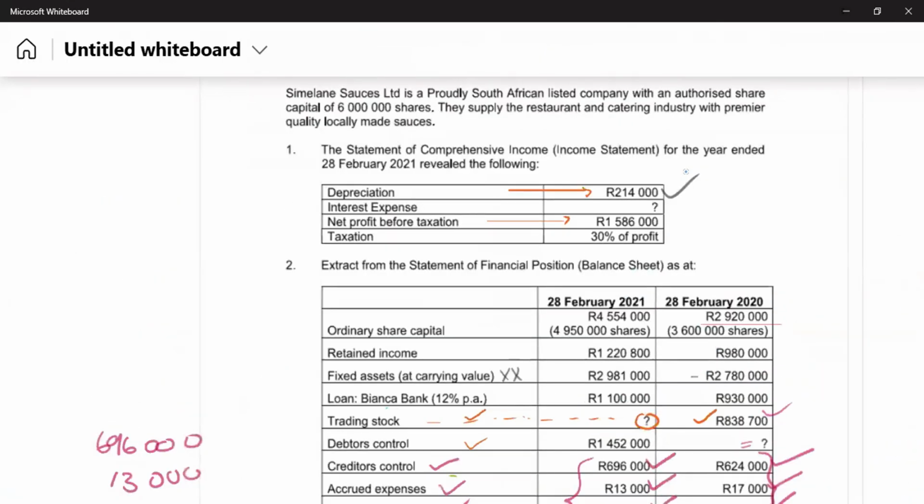Okay, I've been given my net profit before tax, and I'm told that taxation is 30% of the profit. So I'm just simply going to take 1,586,000, right? Multiply it by 30%, right? Because my taxation is 30% on this net profit before tax. And let me punch this and see how much this would give me. 1,586,000 multiplied by 30%. And this is 475,800. Right.